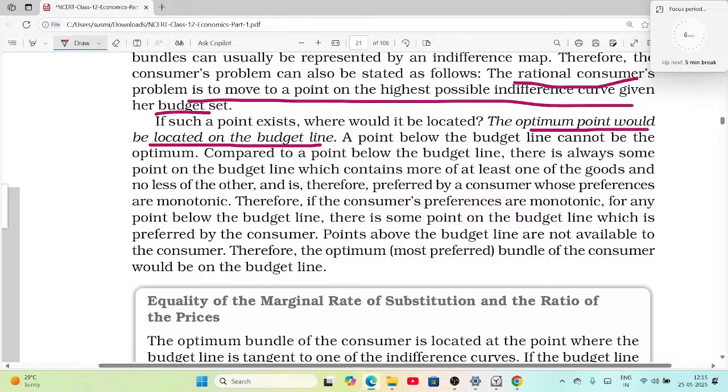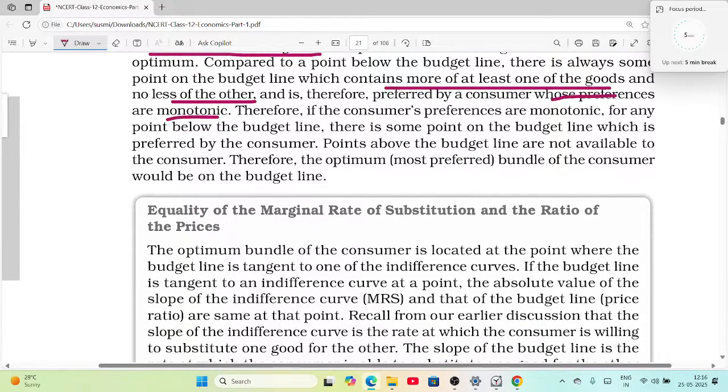A point below the budget line cannot be optimum. There is always some point on the budget line which contains more of at least one of the goods and no less of the other, and is therefore preferred by a consumer whose preferences are monotonic. Therefore, if the consumer's preferences are monotonic, for any point below the budget line, there is some point on the budget line which is preferred by the consumer.